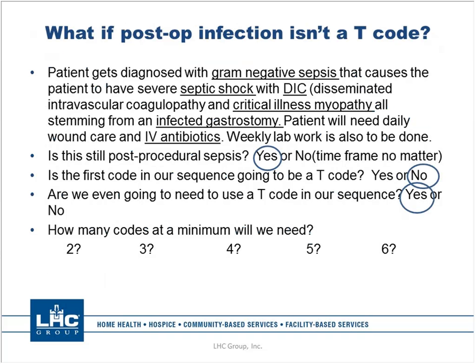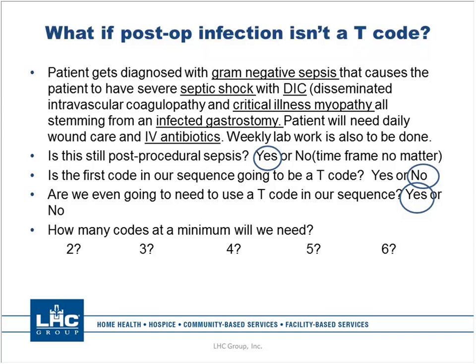So what if a post-op infection isn't a T code? Awesome, right? So let's say a patient gets diagnosed with gram-negative sepsis that causes the patient to have severe septic shock with DIC and critical illness myopathy, all stemming from an infected gastrostomy. The patient will need daily wound care and IV antibiotics. Weekly lab work is also going to be done.